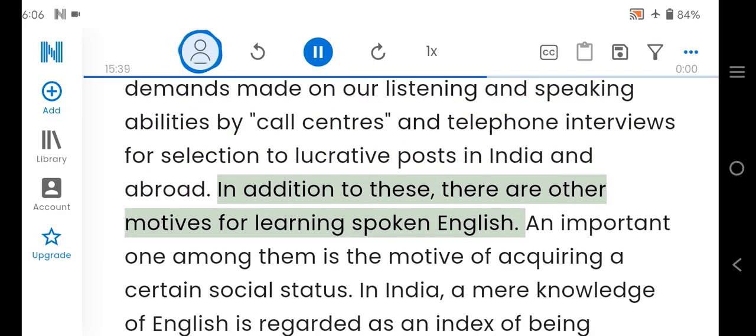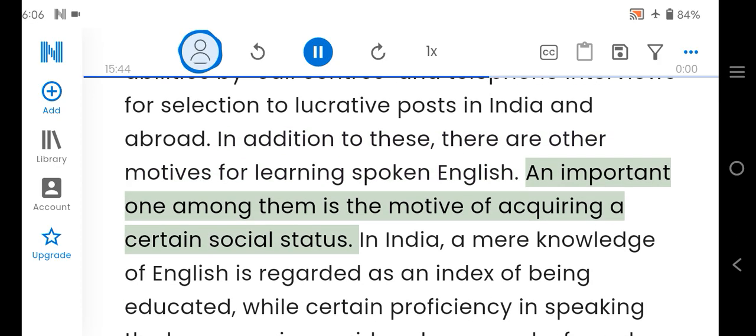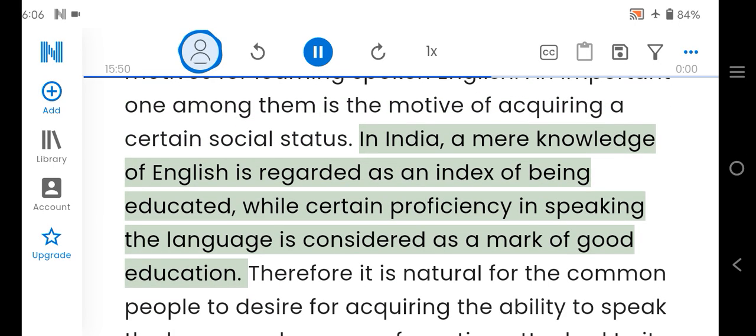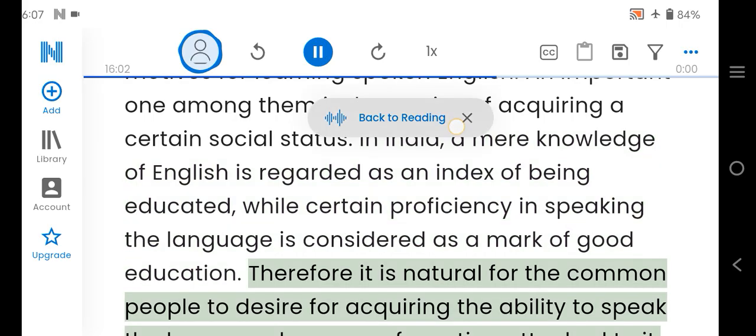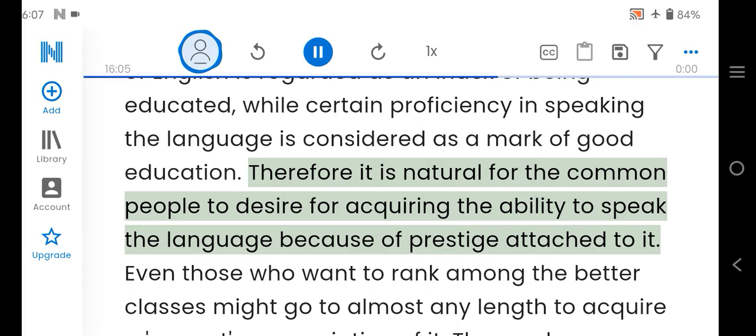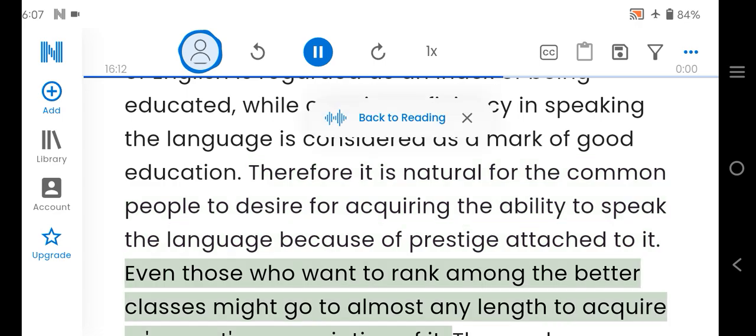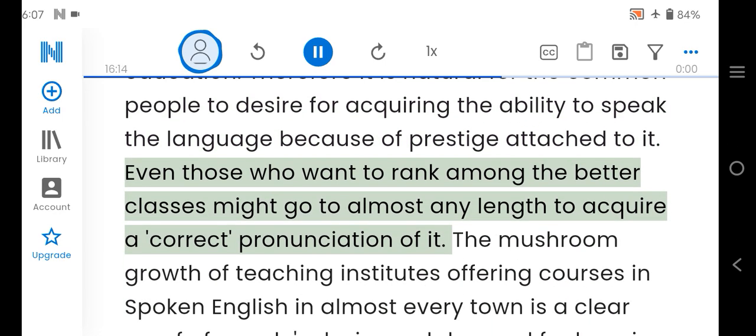In addition to these, there are other motives for learning spoken English. An important one among them is the motive of acquiring a certain social status. In India, a mere knowledge of English is regarded as an index of being educated, while certain proficiency in speaking the language is considered as a mark of good education. Therefore, it is natural for the common people to desire to acquire the ability to speak the language because of the prestige attached to it. Even those who want to rank among the better classes might go to almost any length to acquire a correct pronunciation of it.